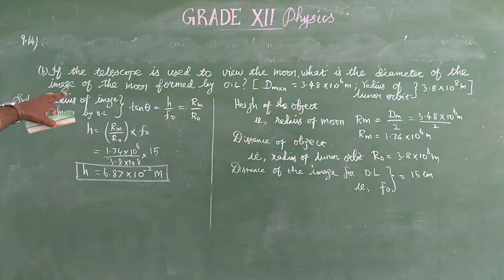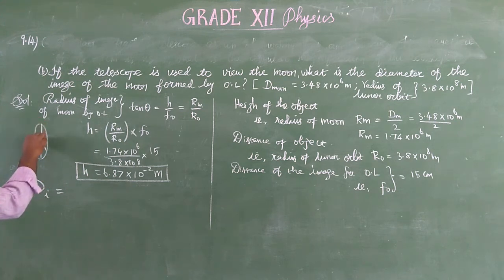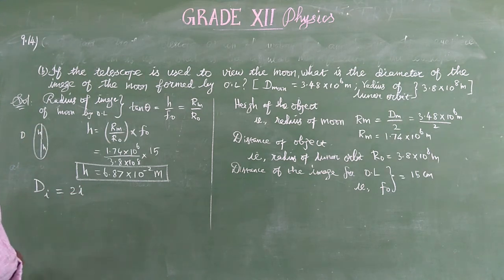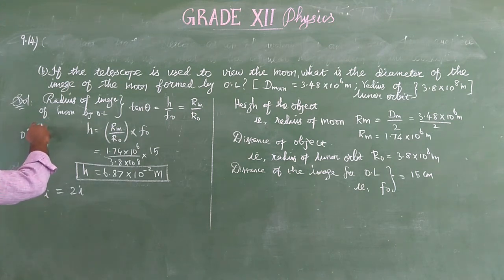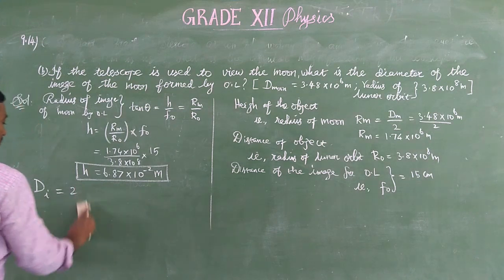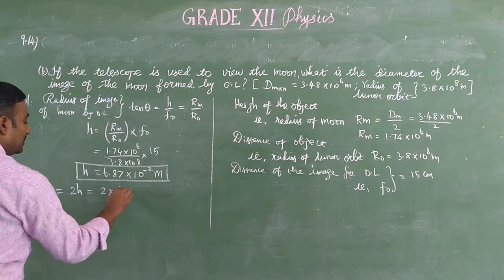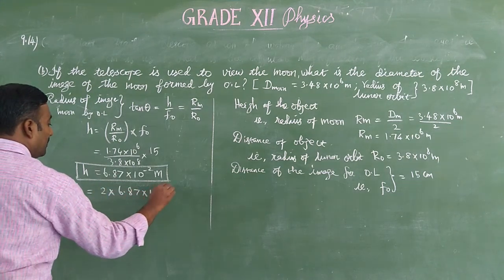But in the question they ask you to find the diameter of the image of the moon. So the diameter of the image of the moon is equal to h plus h, that is 2h. Double the height is equal to the diameter. So in this image, this is the height, and the remaining radius is also the height. So the radius is equal to the height, and the diameter is double the image height. So double the height of the image, that is 6.87 into 10 to the power minus 2 meter.